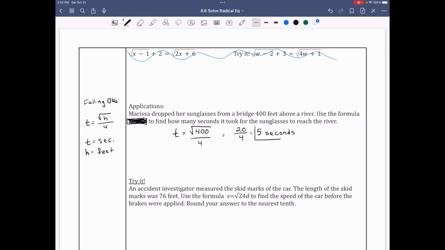In your groups, go ahead and do the next try it problem. But again, my equation editor messed it up just a little bit. It's a little bit easier to fix on this one. We have this radical. I just need you to extend it over the whole expression. So it's S equals the square root of 24D. S is the speed and D is the distance.